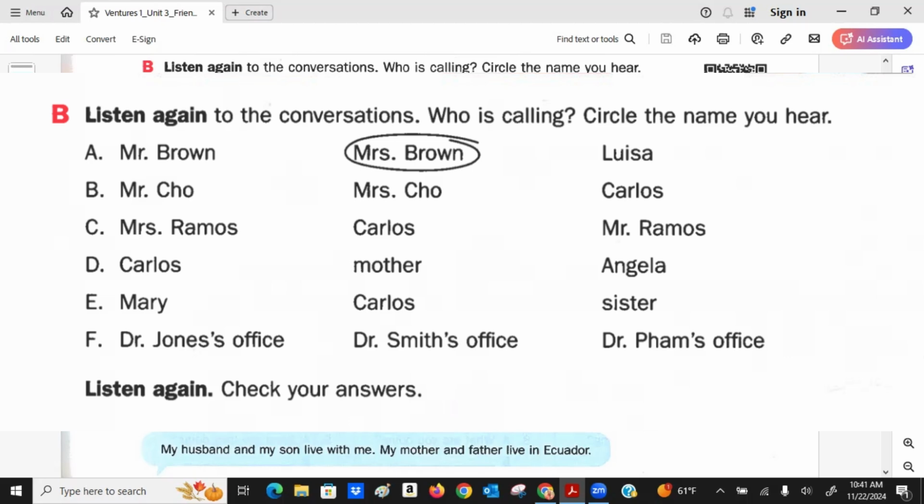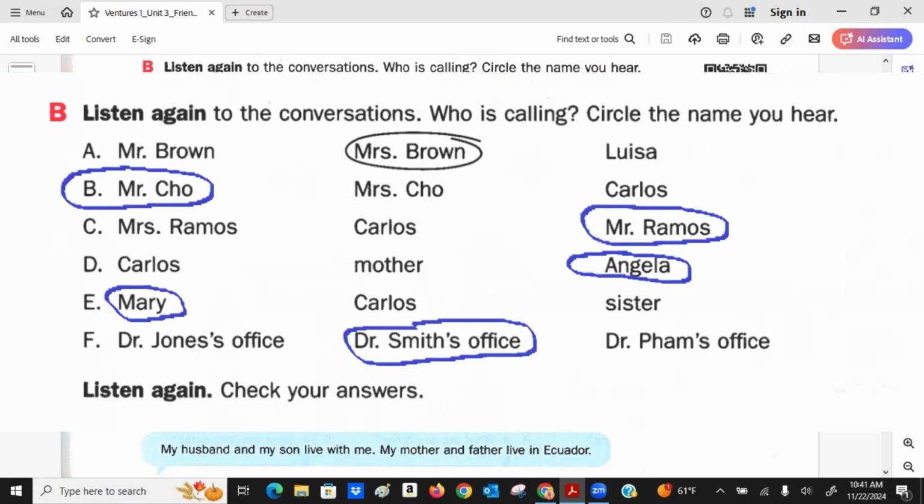For conversation A, they gave us the answer is Mrs. Brown. That's the person who is calling, right? For conversation B, the answer is yes, Mr. Cho. Mr. Cho is the one who is calling. Now let's go to conversation C. On conversation C, Mr. Ramos is the person calling.